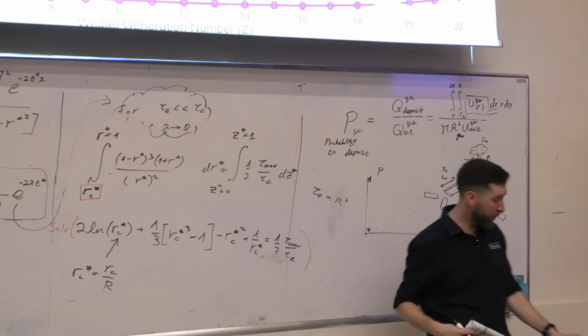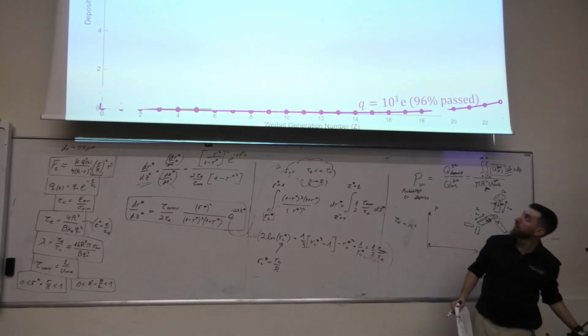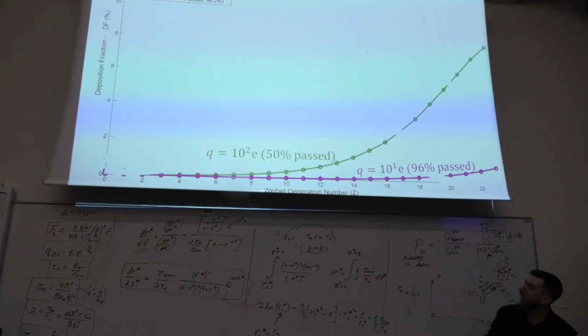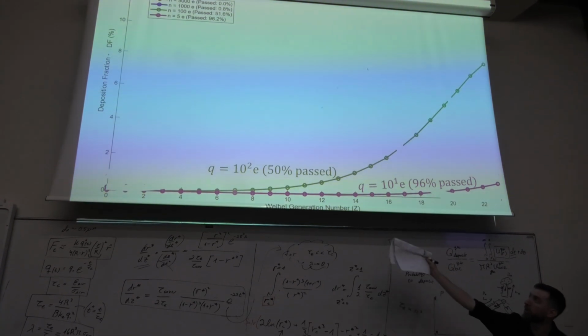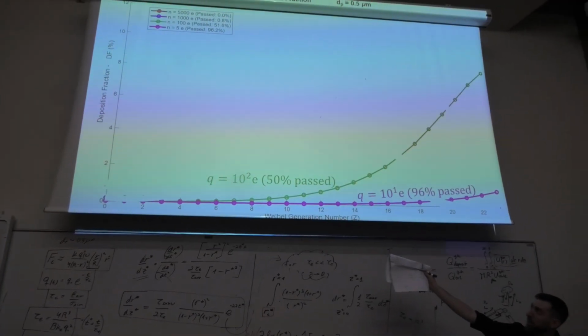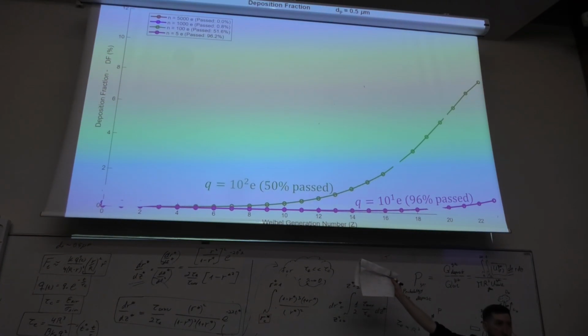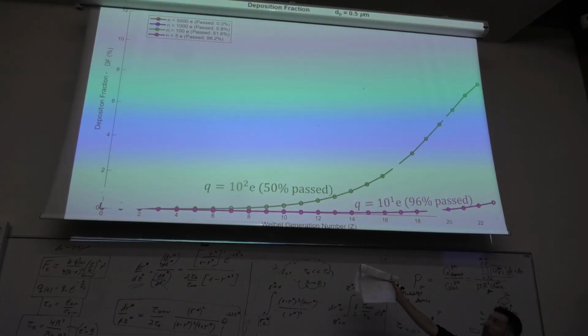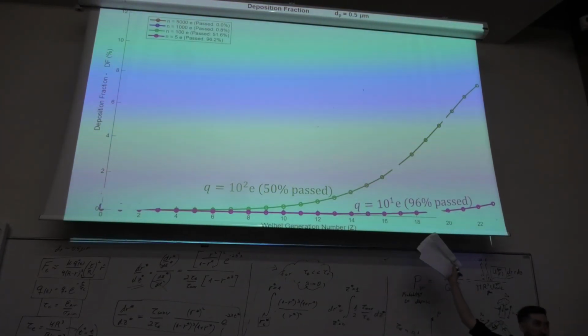Okay, so let's increase the charge. Are you ready? Charge 2. Whoa! I changed from 10 electrons to 100 electrons. And what I see is that 50% of the particles deposit. As you can see, the chances were better at the end. Why?